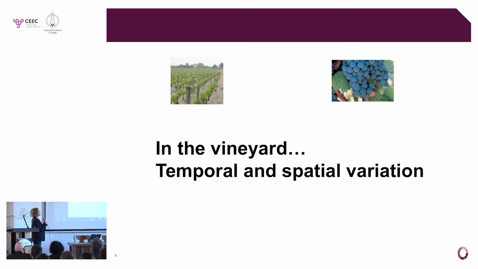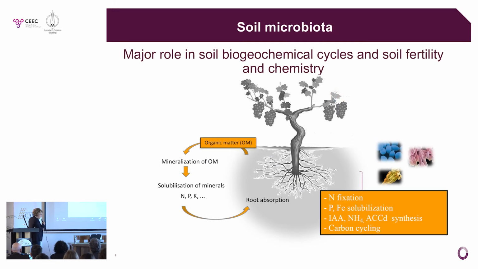So, I will start from the vineyard, showing you that this microbiota can have temporal and spatial variations that are very important. We can start from the winter period in the soil, where we also have a specific microbial compartment. I think there will be some lecture on that later on.